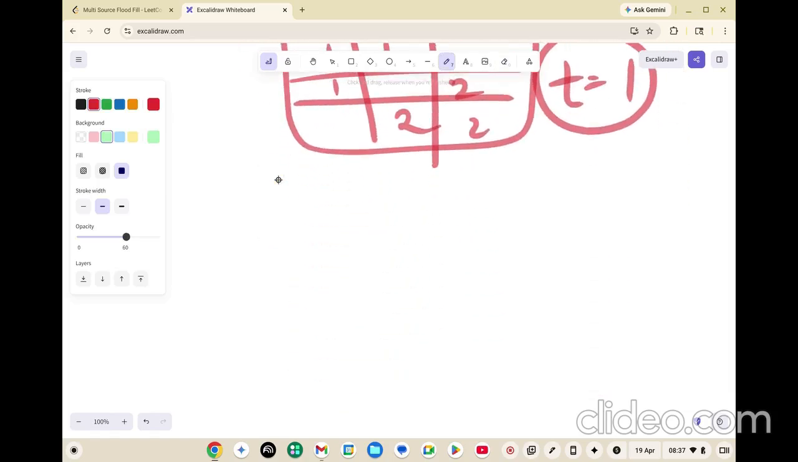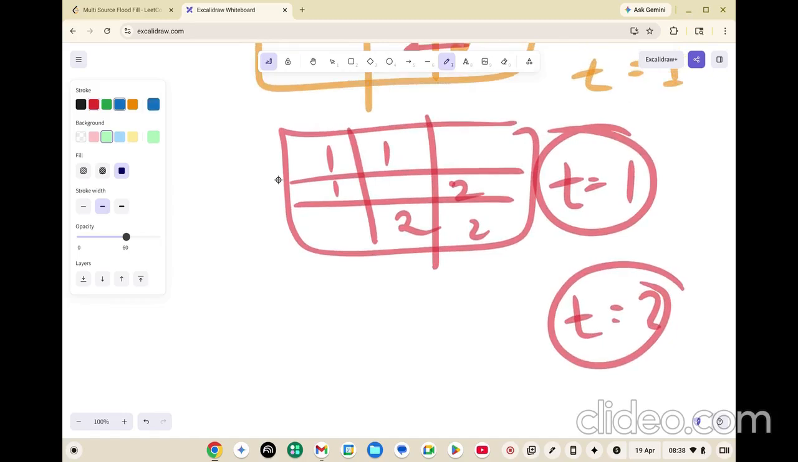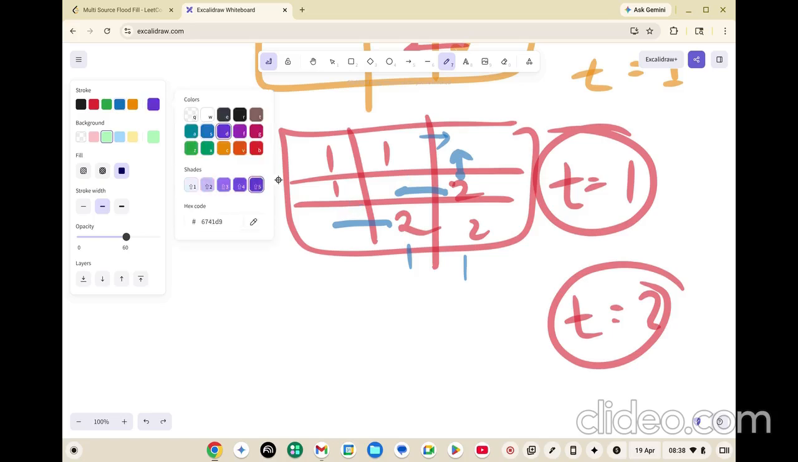Now let's look at t equal to 2. What will happen? This 2 will influence this, and will also influence this, and there are no more cells. This one could influence this one, and this one as well, and no more. Now let me mark the ones with a different color, let's say violet.